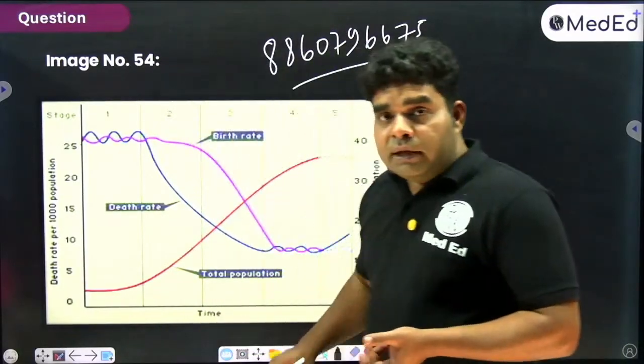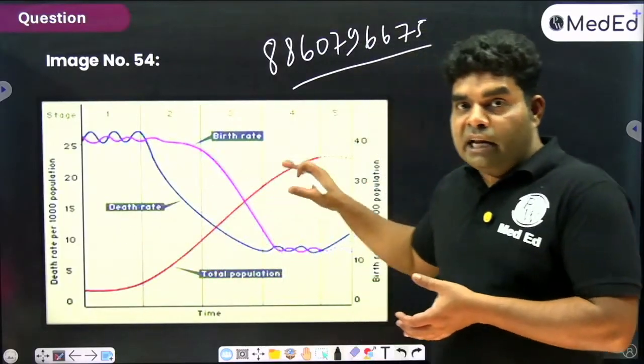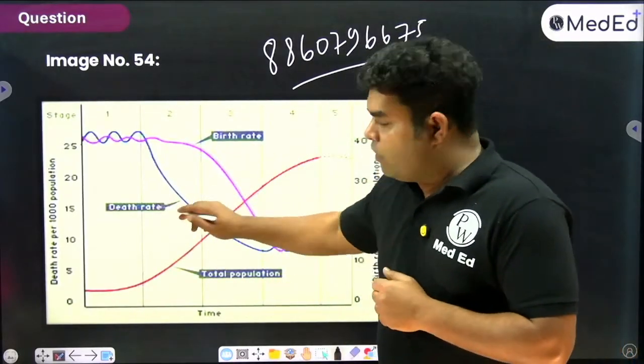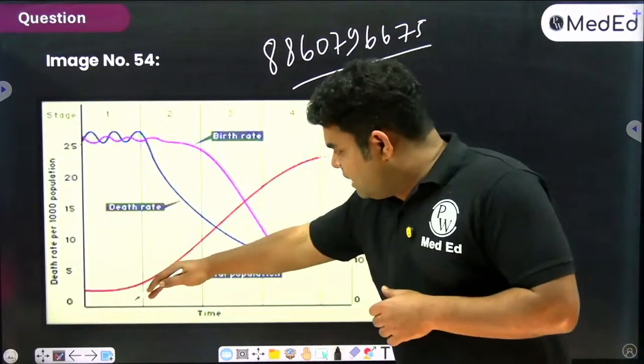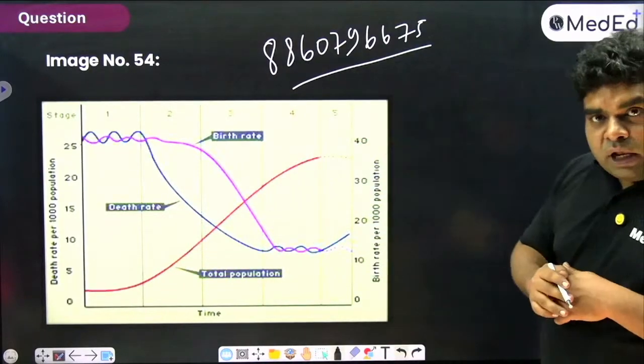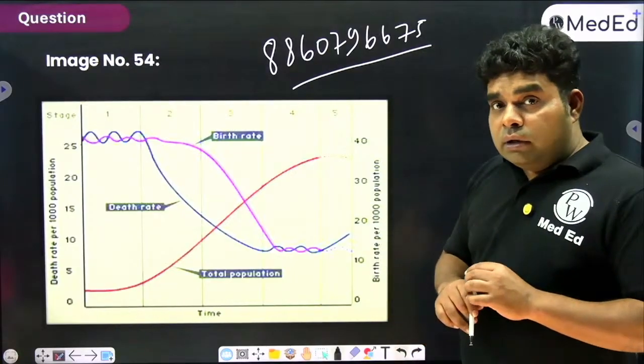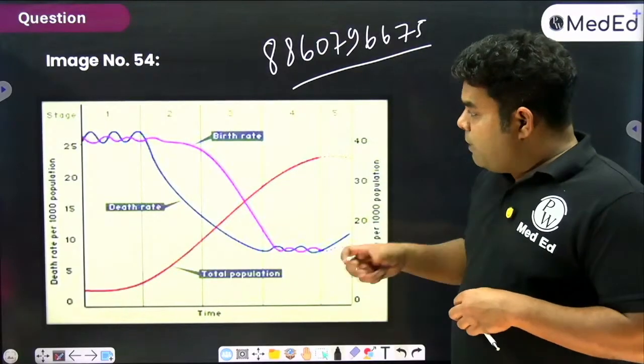Now, this is the demographic cycle plot which came in NEET 2024 also. The upper line is birth rate, the lower line is death rate. This red line is showing population growth. And they ask 3 questions from here. First question, to label it. Second, which part has maximum growth rate?